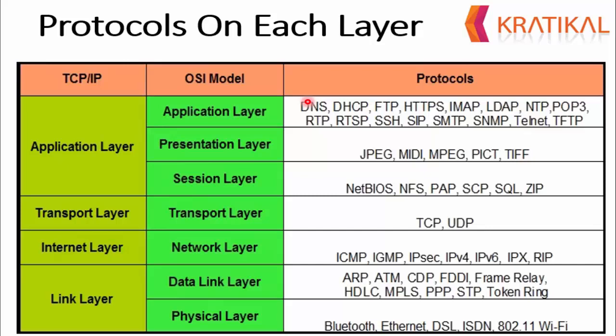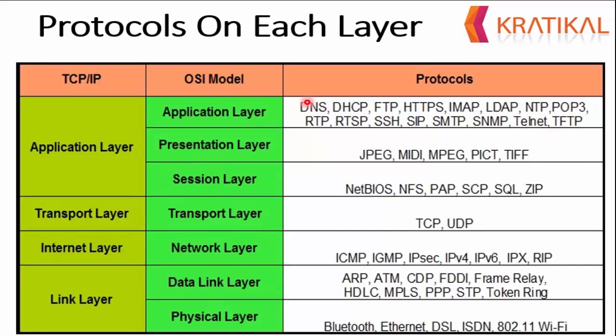Protocols being used at each layer. In the application layer, we have listed a number of protocols like DNS, the Domain Name System. It is used to convert domain names into IP addresses, because the physical machines that we use in our network do not understand domain names. They only understand IP addresses.